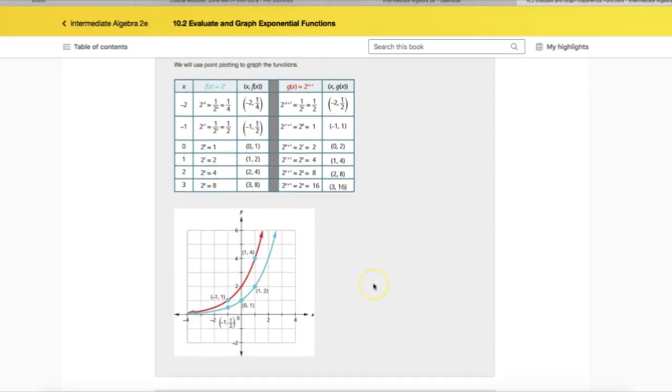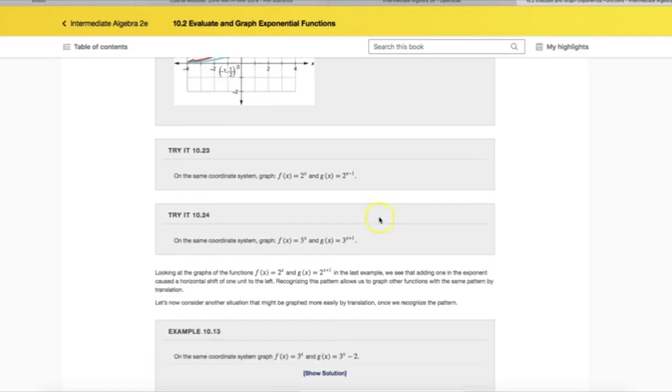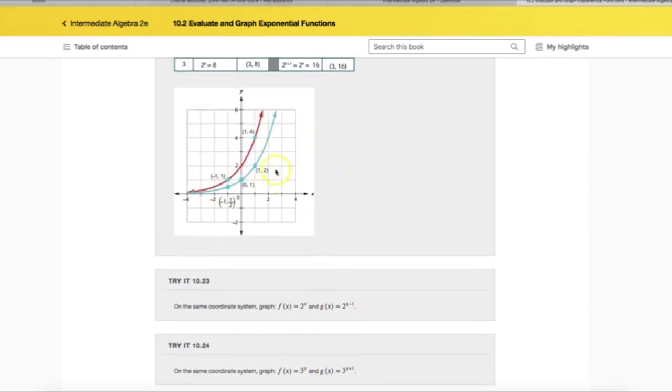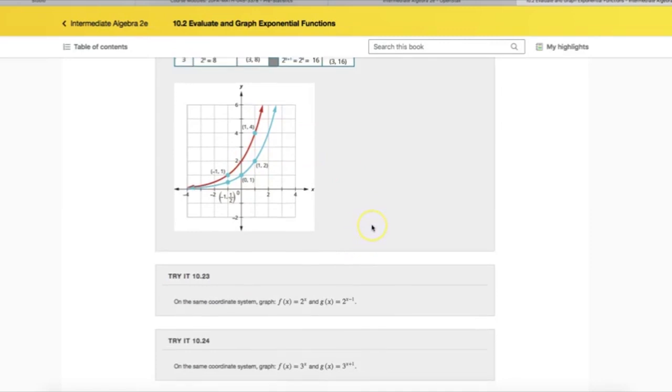So that's something that you can try on your own for looking at what happens if you subtract 1 and if you add 1 but with a different base. For example, did this shifting of 1 depend on the fact that the base was 2? If you change the base to 3, does it still shift the exact same way? I'll let you figure that out.